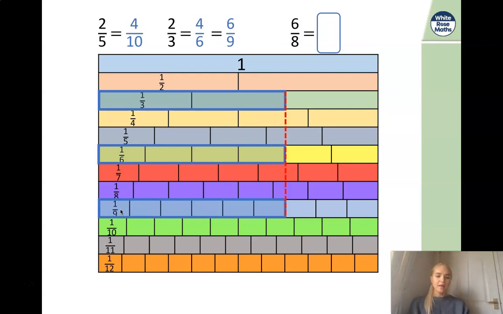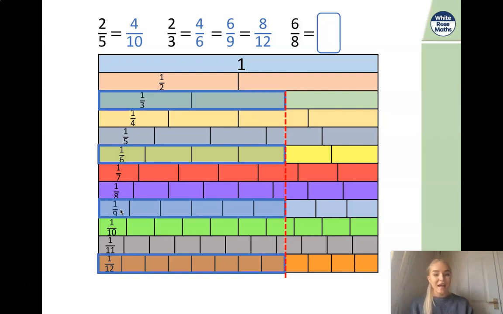But also, it's equivalent to something 12ths. Pause the video. How many 12ths is it equivalent to? Did you get it right? It's also equivalent to 8/12. So sometimes our fraction wall can show multiple fractions that are equivalent.